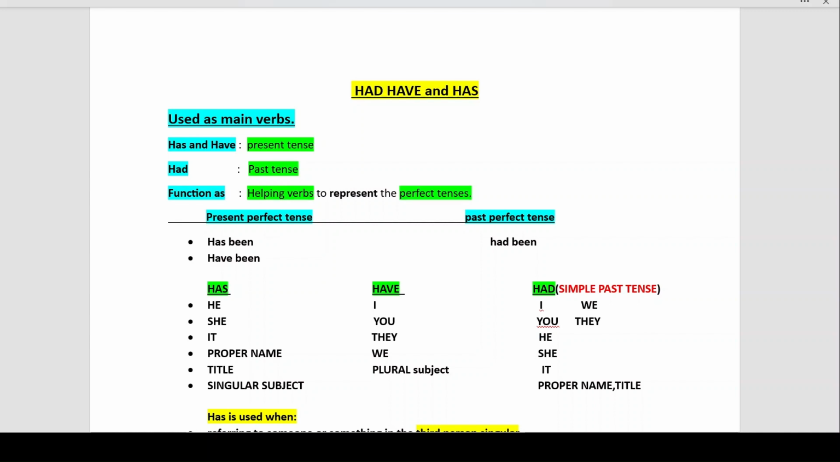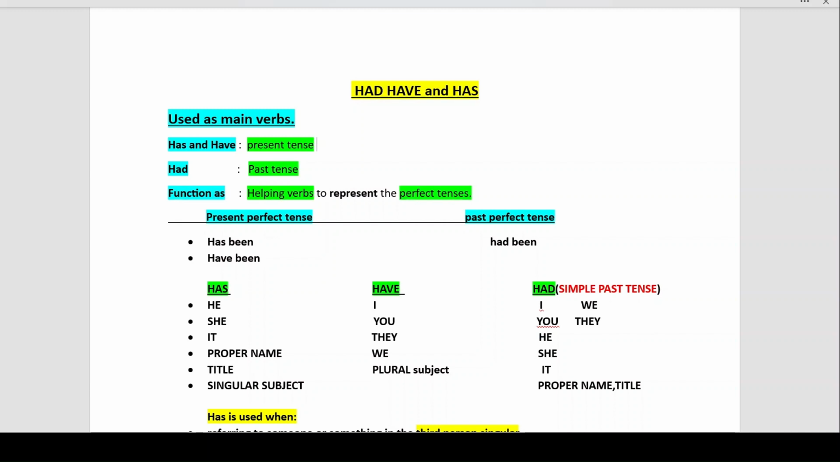Now, what is the subject in the sentence? The subject in the sentence is the person or thing that we are talking about. Now, what the subject does is the verb. In every sentence, depending upon the tense, there will be had, have, and has. Now, has and have are used in present tense. What is present tense? What is happening now? And had is used in the past tense. What has happened in the past?